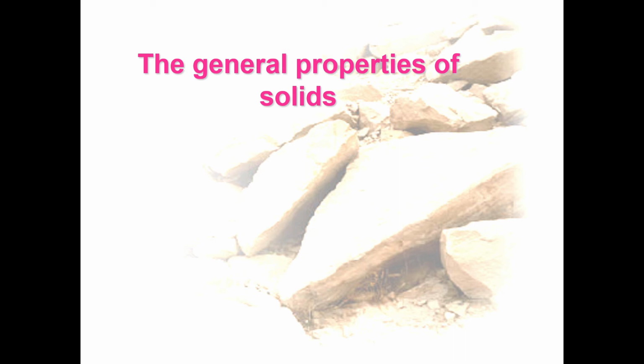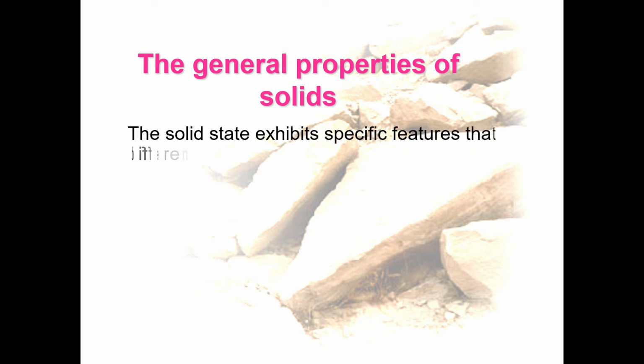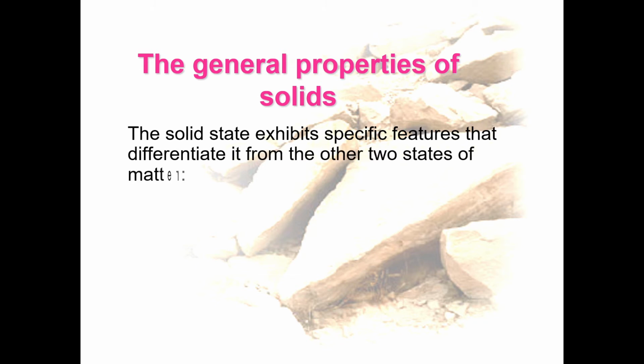These are the general properties of solids. Solid state exhibits specific features that differentiate it from the other two states of matter. Okay, so solid ataupun pepejal dia menunjukkan ciri-ciri yang khusus yang membezakan solid dengan dua jenis keadaan jirim yang lain. So, apakah ciri-ciri dia? The general properties for solid.